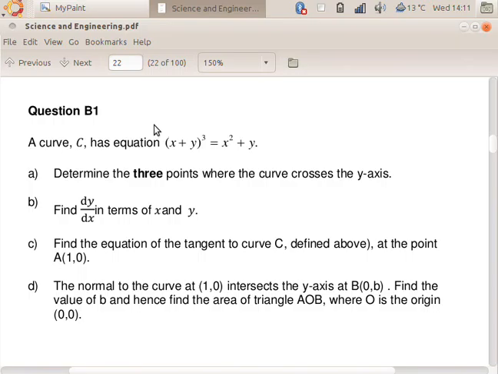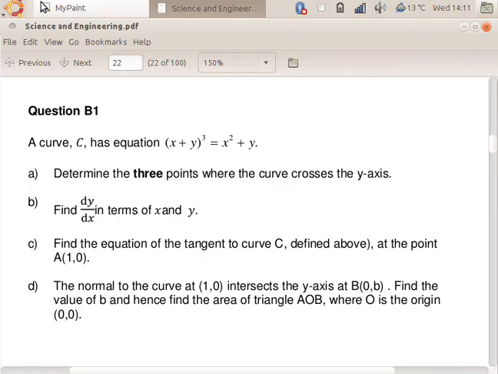Yep, section B. Version 3, section B. 2012. Ireland. Okay, you have this noted?